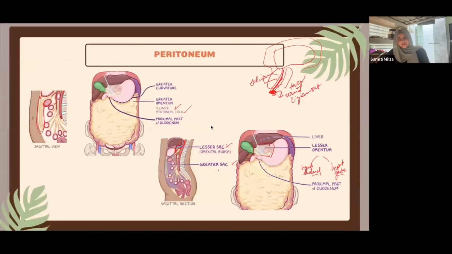Other than this, and it's going to come up in our mock OSPE, you need to know foramens and pouches, more specifically pouches, more pouches than foramens, but you need to know the pouches, and there's two.